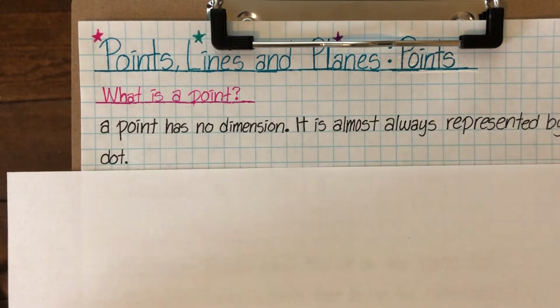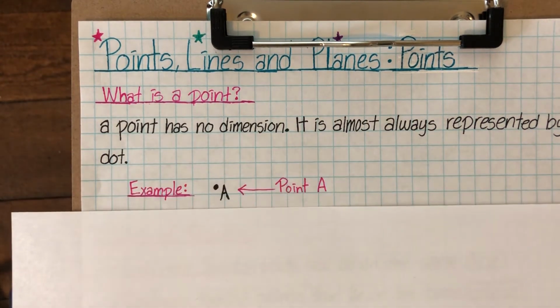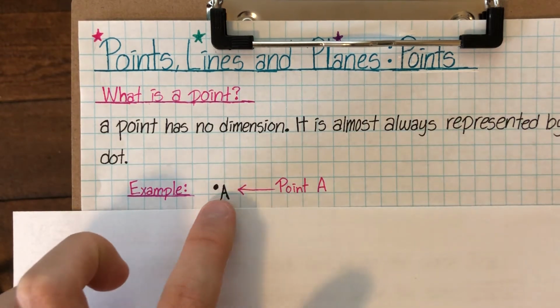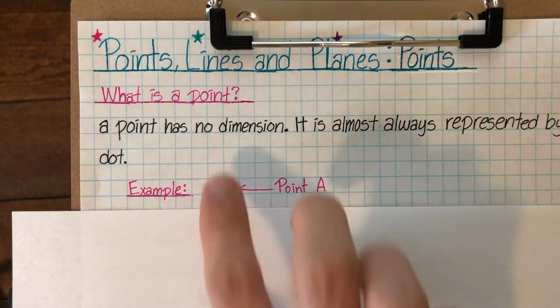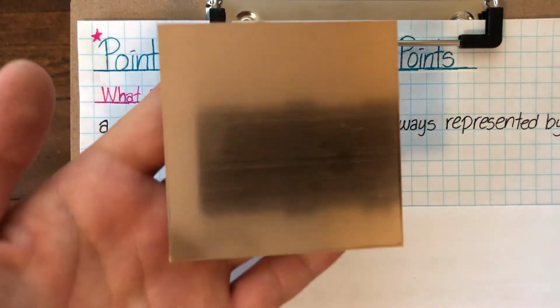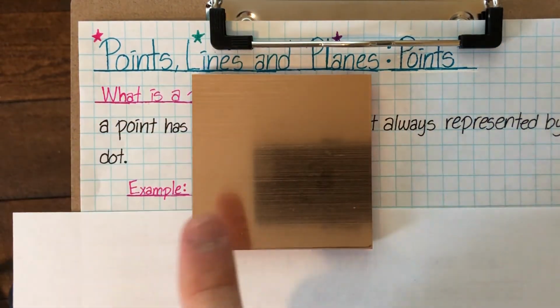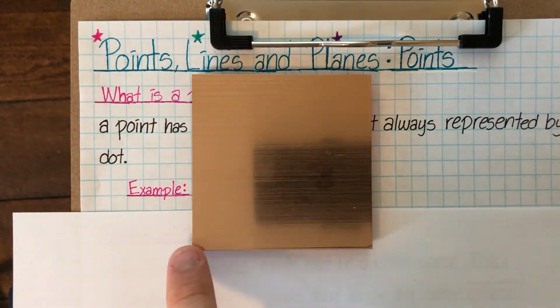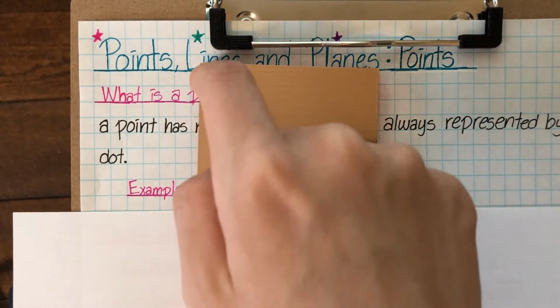So a point basically has no dimension. It is almost always represented by a dot. I'll just show you a quick example. This is point A. It's just a dot and is labeled by a capital letter. Anyway, what I mean by no dimension is, take this lid. If you were to say this was a plane, it's two-dimensional because it goes across on the x-axis and it also has a y-axis, which is going up.